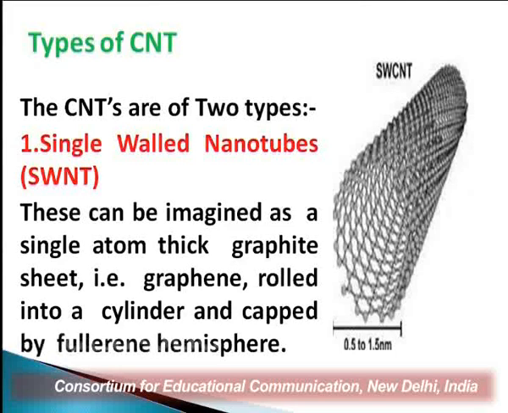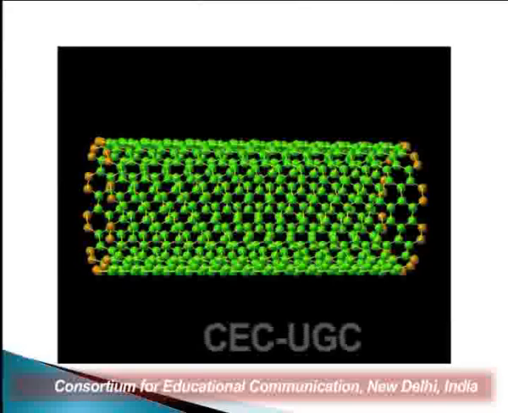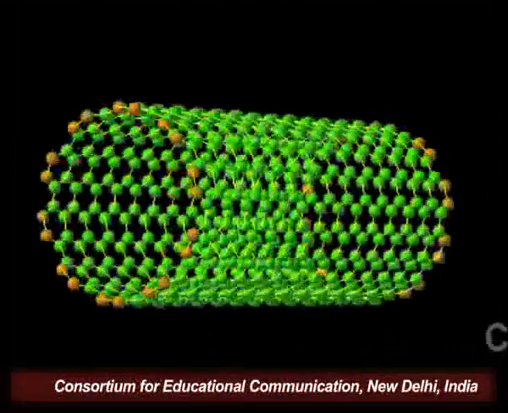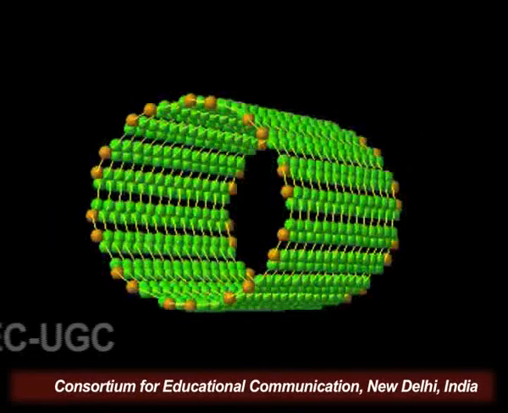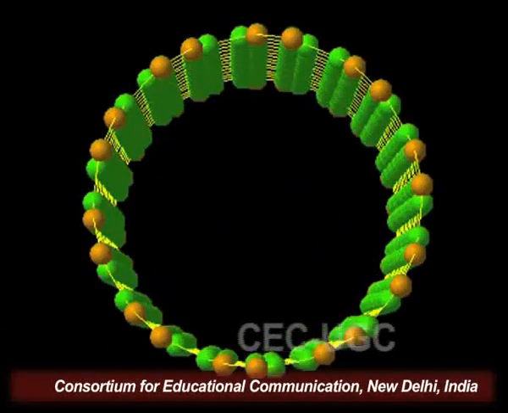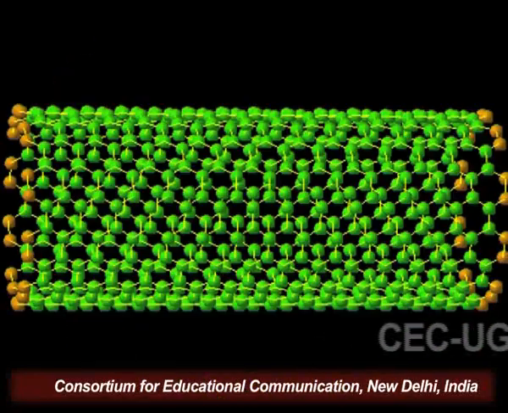On the screen here we are seeing the single wall nanotube. This is the structure of single wall carbon nanotube, which is formed by the carbon atom graphene sheet.